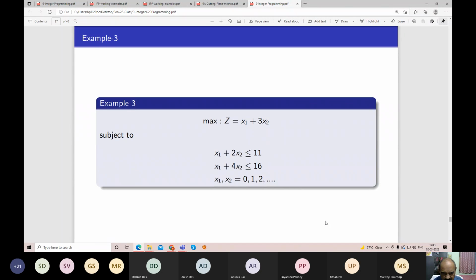Next example, Example 3. Will you please try it yourself? Solve it with either the graphical or the simplex method and take the decision.